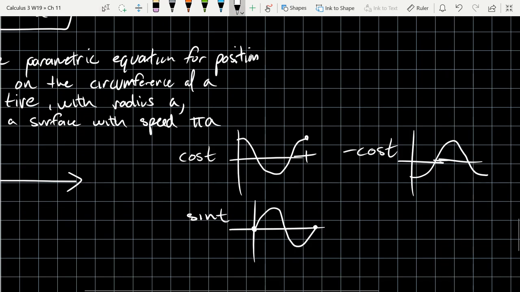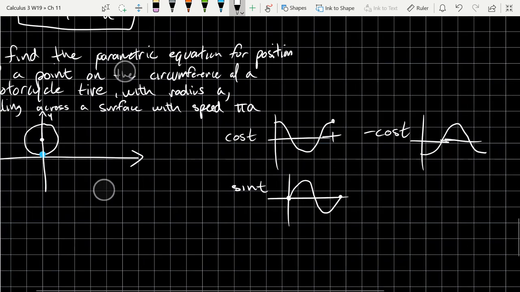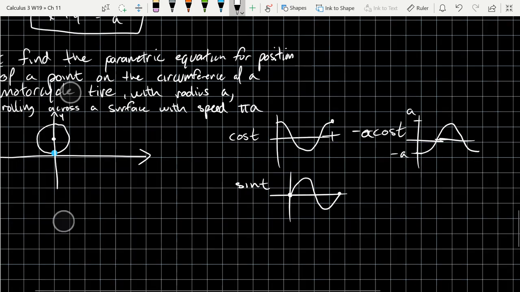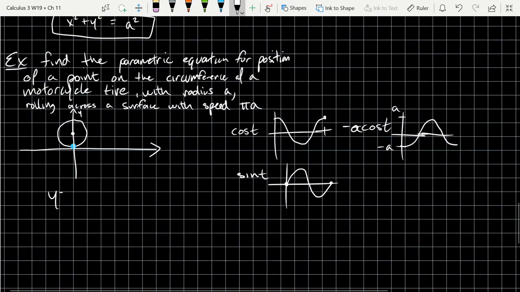So right now if I use negative cosine, it's going to start at negative a. Well, it's really negative a cos t. So it'll start at negative a and go to positive a. Shift it up a. So I think that's pretty much it for the y. So it'll be a minus a cos t, which of course you can factor your a out. So it's a times 1 minus cos t.